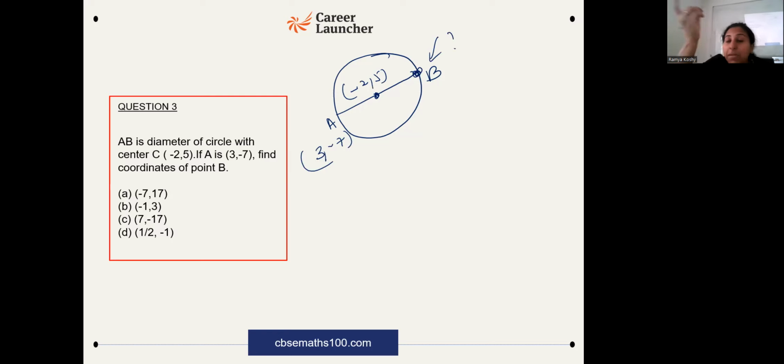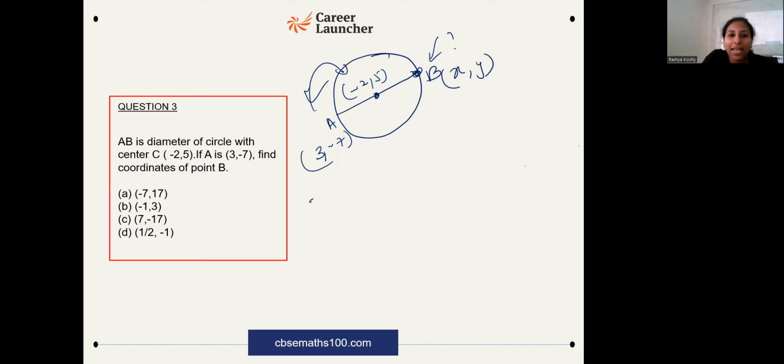When you are using the midpoint formula, please do not find the midpoint of these two points by mistake. Read the question carefully. You will find the midpoint of the given points if you are finding the center. You're not finding the center. You're finding another endpoint. So suppose this endpoint was (x, y).